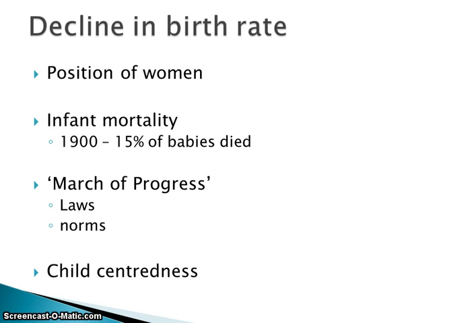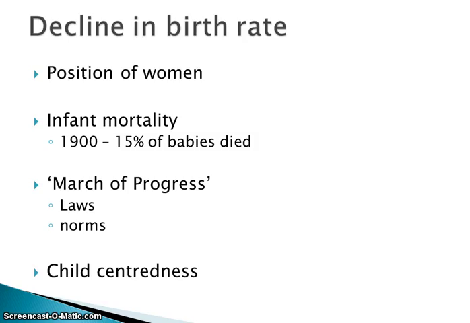So why a decline in birth rate then? Well, first of all, the position of women has changed, so they are more career orientated. The position of women within the family and also within society has changed, so they're not seen as needing to get married and have a family. Also, the introduction of contraception and abortions being more widespread means that there are fewer children being born, obviously.